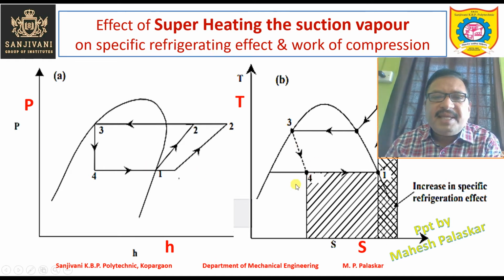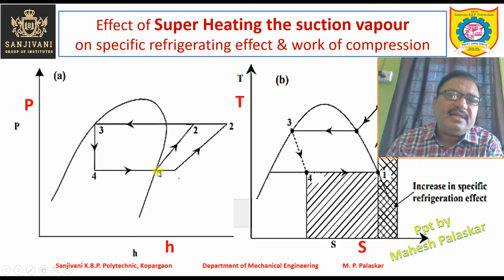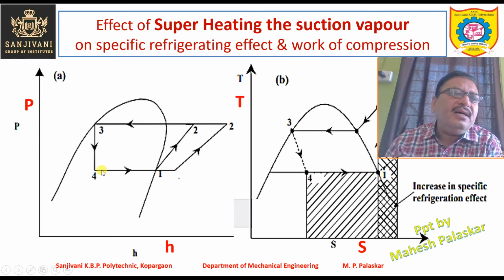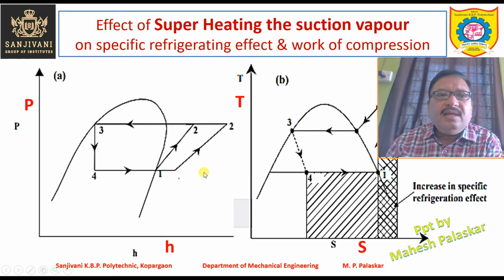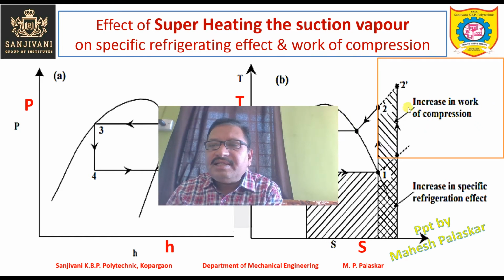So this is the pH diagram and this is the TS diagram. This 1, 2, 3, 4 indicates the cycle without superheating, that is the simple saturated cycle. But this 1 dash 2 3 4 1 dash, here 1 dash is there, right? So that is nothing but the superheated cycle. So what is the effect of superheating on the work of compression? You can see on this diagram that the work of compression is increased due to superheating.